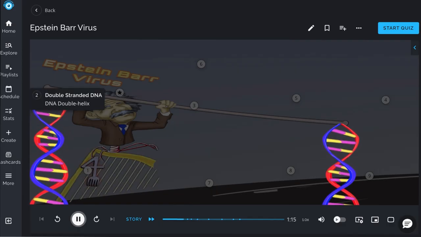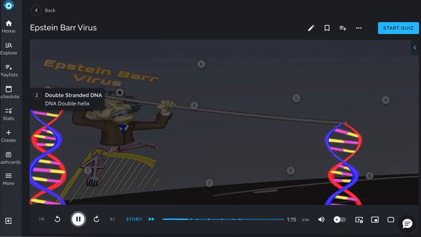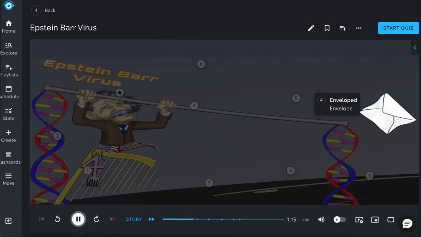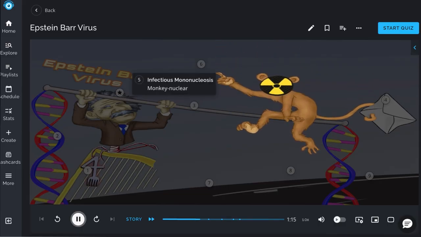The virus is double-stranded, the DNA double helix, and linear, portrayed by the line. This virus is enveloped, represented by the envelope in the image. Remember that this virus can cause infectious mononucleosis, illustrated by the monkey nuclear, for mononucleosis.